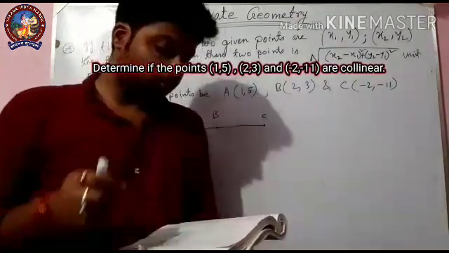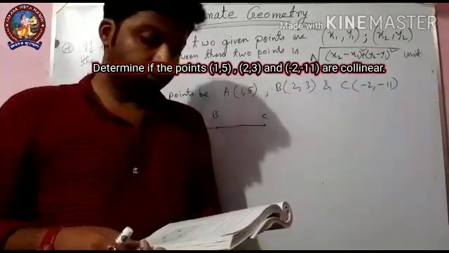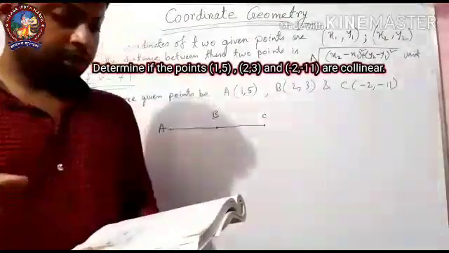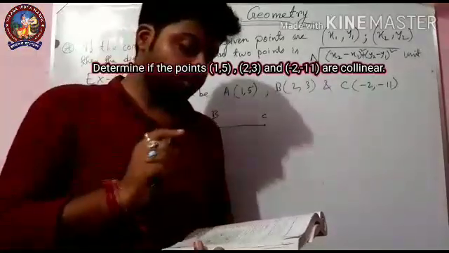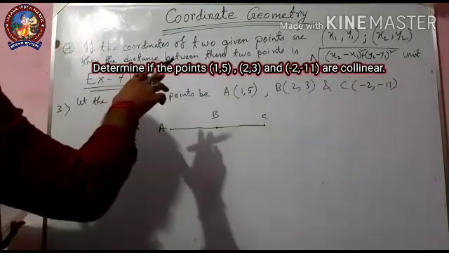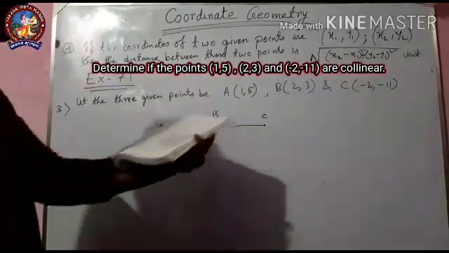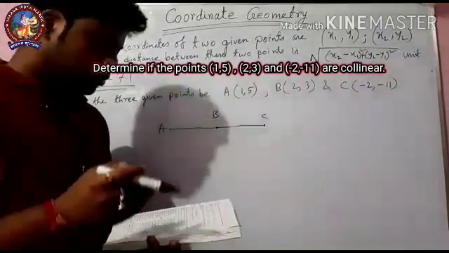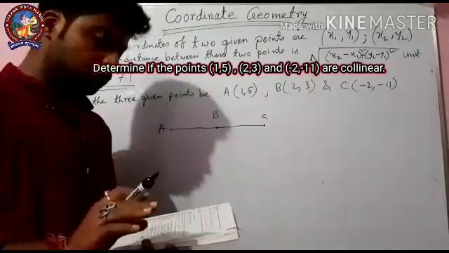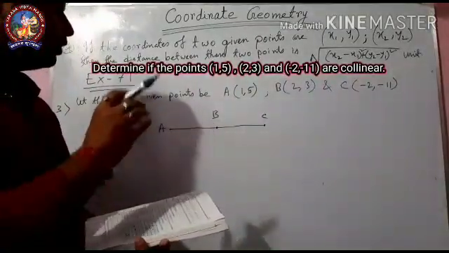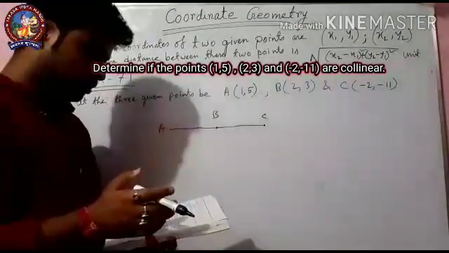Now I am going to solve question number 3. The question is: determine if the points 1, 5, 2, 3 and minus 2, minus 11 are collinear. That means we have to check whether the given 3 points are collinear or not. I have taken the 3 given points as A, B and C, and written them along with their coordinates. Now we will assume the given 3 points are collinear and move forward by assuming that. We'll see what happens then.